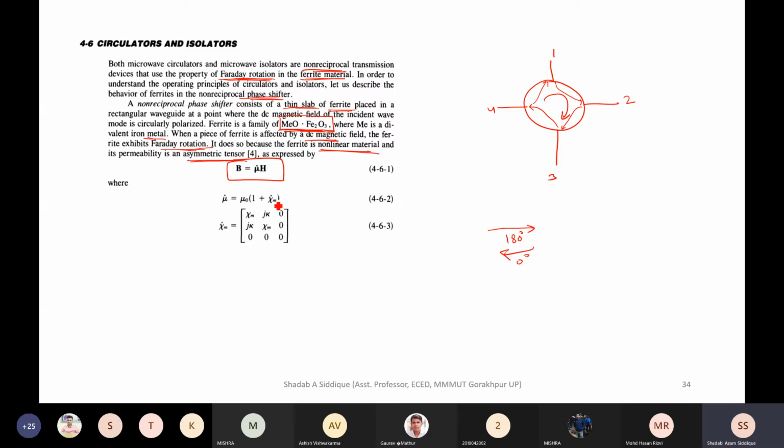So we have magnetic susceptibility, and due to this magnetic behavior under the DC magnetic field, the ferrite acts as a non-linear material. Its permeability is an asymmetric tensor, which means this matrix is not symmetric. So chi m is an asymmetric tensor, represented as chi m bar, equal to the matrix with rows chi m, j kappa, 0; minus j kappa, chi m, 0; and 0, 0, 0. Here kappa and chi m are also susceptibilities.